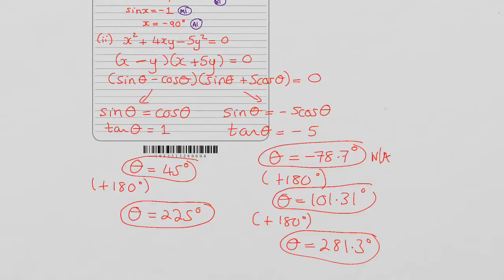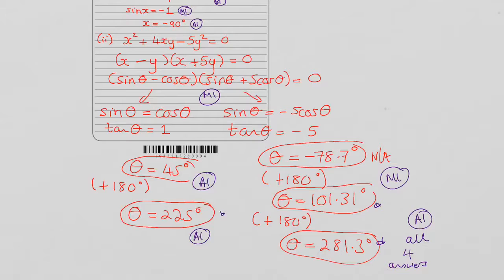So we get 1 mark for the simplification, the factorising up there. We get 1 mark for working out, done it again, 45 degrees. 1 mark for 225 degrees. A method mark for adding on the 180 here. And we also get an accuracy mark for all 4 of the answers at the end. So 1, 2, 3, 4.